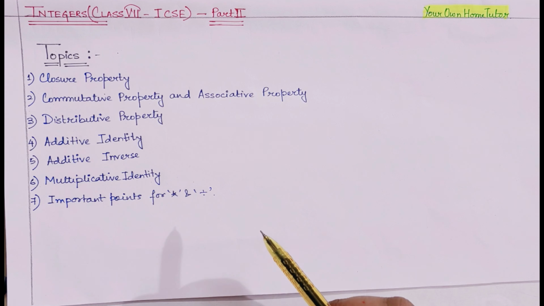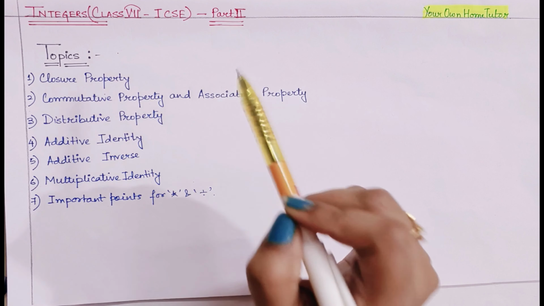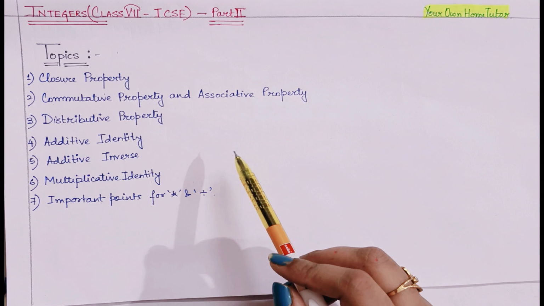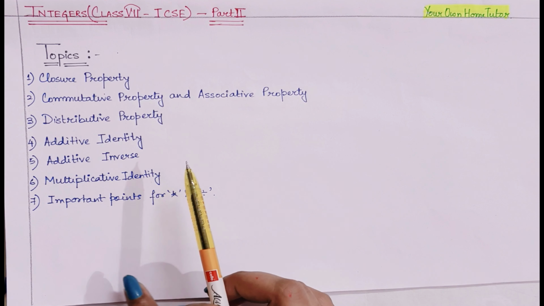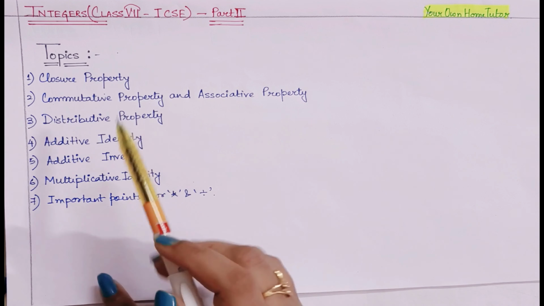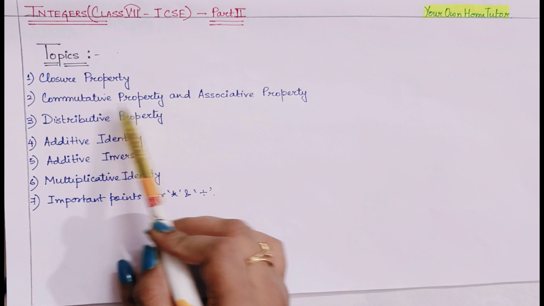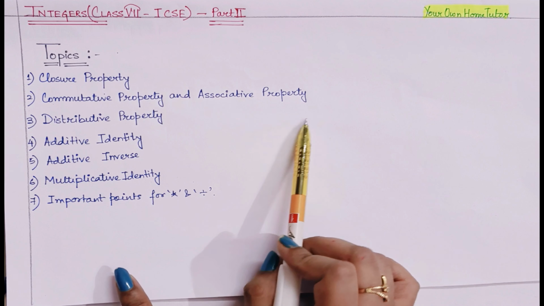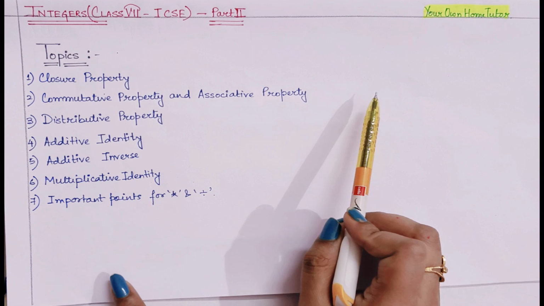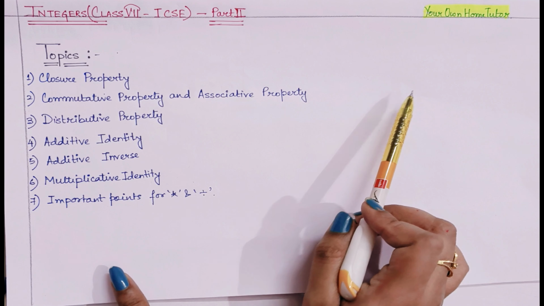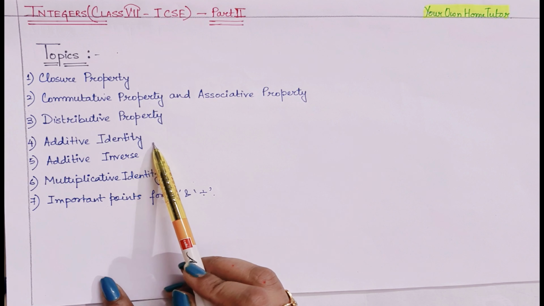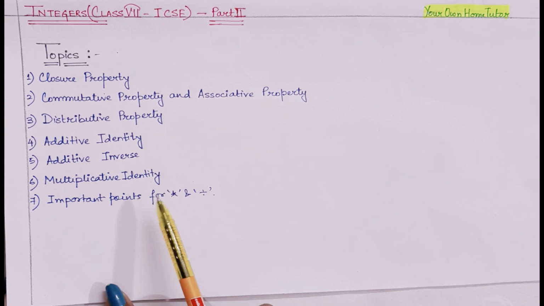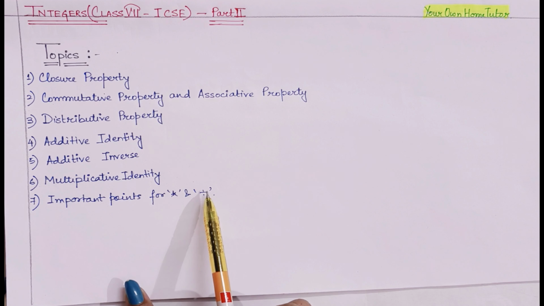Today we will be learning integers part 2 for class 7 ICSE. So this is a continuation video of the part 1 from integers. The topics which we will be covering in this lecture are the closure property, commutative property and associative property, distributive property of the fundamental operations addition, subtraction, multiplication and division of integers. Then we will cover additive identity, additive inverse, multiplicative identity and some important points related to multiplication and divisions.